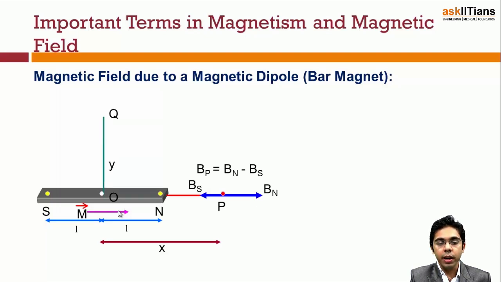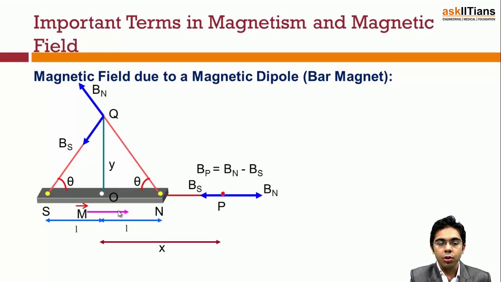Now if you look at any point Q which lies on the perpendicular bisector of the bar magnet, at a distance y from O, what do we get? We join this point with the north pole and the south pole, and these lines make an angle theta with ON and OS. So this represents Bn, and this represents the magnetic field due to the south pole. As we can see, Bs and Bn are the same in magnitude because the distances of point Q are the same.